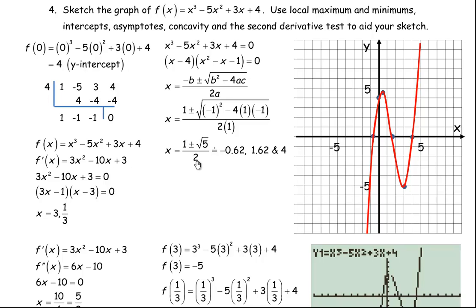Now I need to change it to decimals because I want to graph it. It's pretty hard to know where 1 plus or minus the root of 5 over 2 is if you don't change it to a decimal. So if you add 1 plus root 5 divided by 2, and 1 minus root 5 over 2, you get these two numbers.